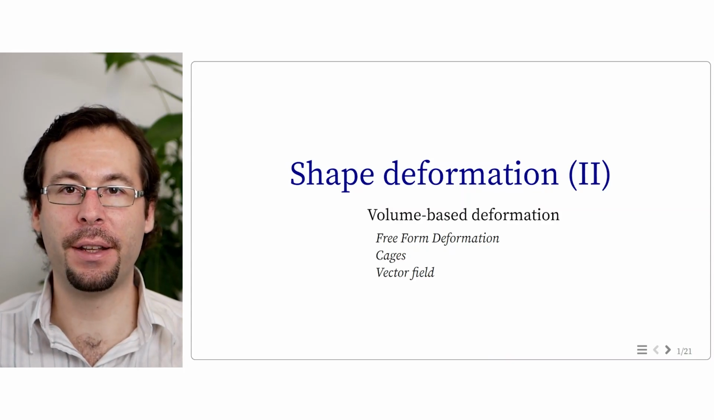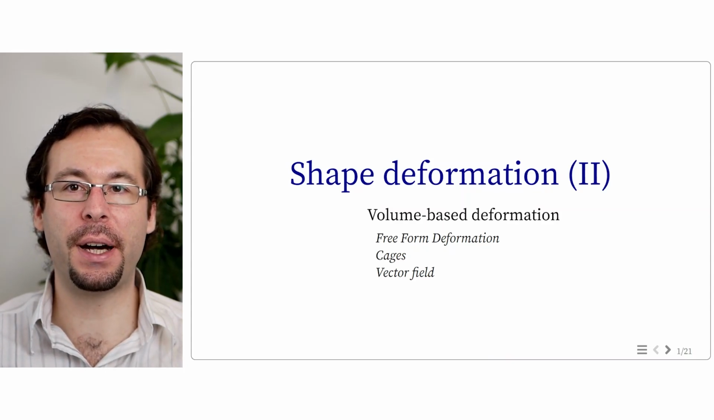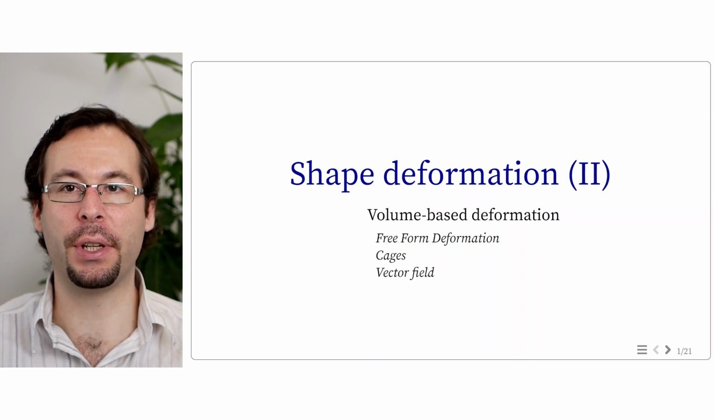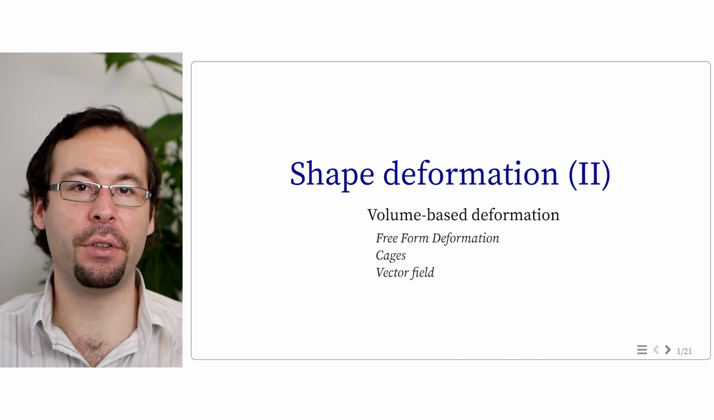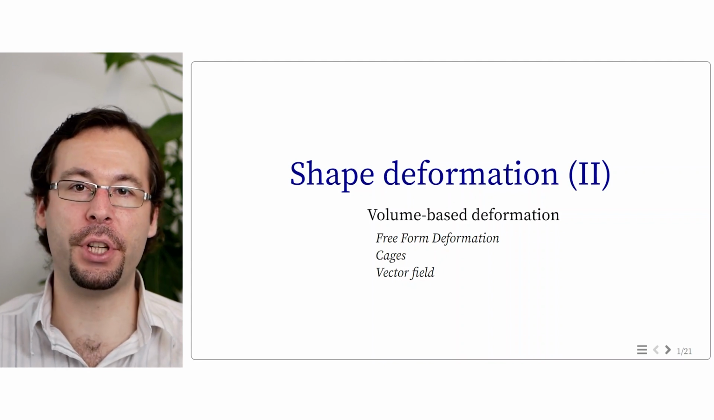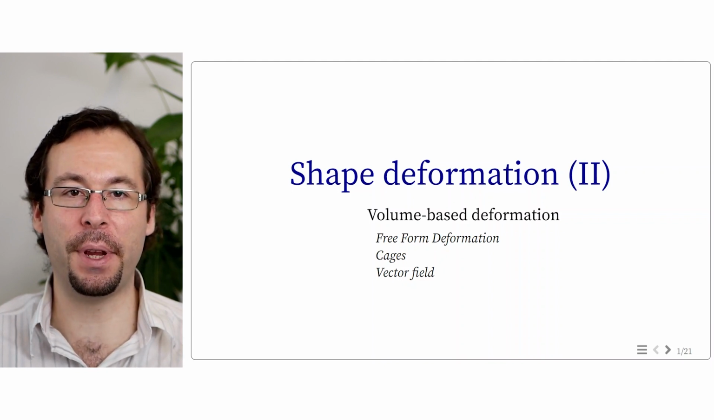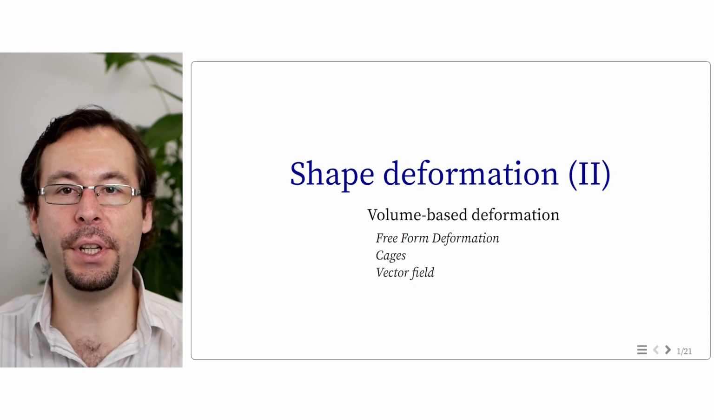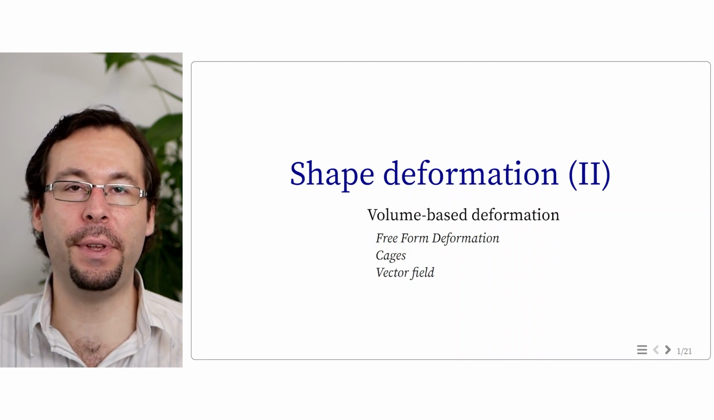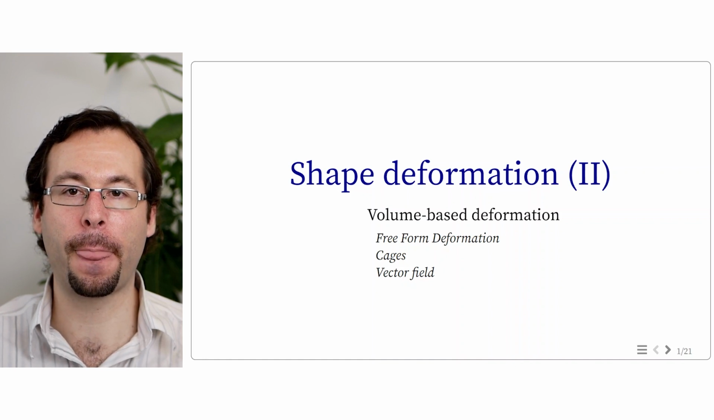So, hello everyone. This presentation is the second part focusing on shape deformation. Last time we've seen an introduction to volume-based deformers from parametrization. And now we are going to see other types of approaches, such as the freeform deformation, and its more recent improvement, the cage-based deformation. And finally, we will finish with a few words on vector field-based deformation.